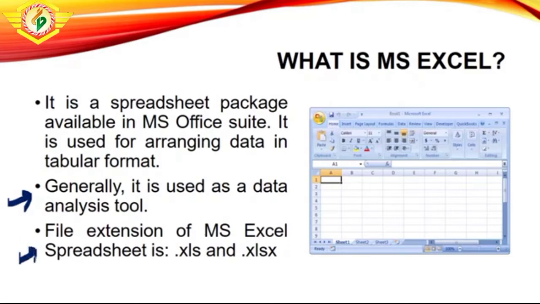File extension of MS Excel spreadsheet is .xls or .xlsx. It means whenever you save your file, that file will be saved with .xls and .xlsx extension. Now one more important thing is there. Whenever you create a blank document of MS Excel, that document will be named as Book 1. Fine. So it means this Book 1 is the default name of our MS Excel file. I hope that you have got this much.